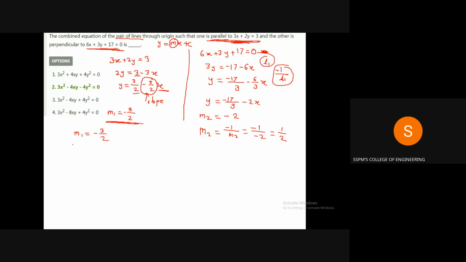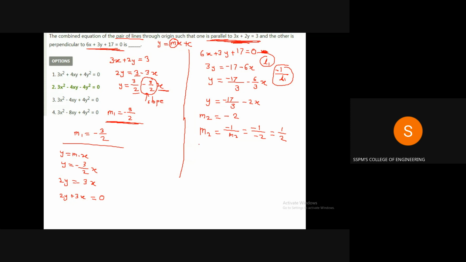See. So the equation for this line, we can write it as y is equal to M1x. That is y is equal to minus 3 by 2 x. Or we can just multiply by this 2. 2y is equal to minus 3x. That is 2y plus 3x is equal to 0. The first line is 2y plus 3x is equal to 0. And for the second line, the second equation, m2 is half.